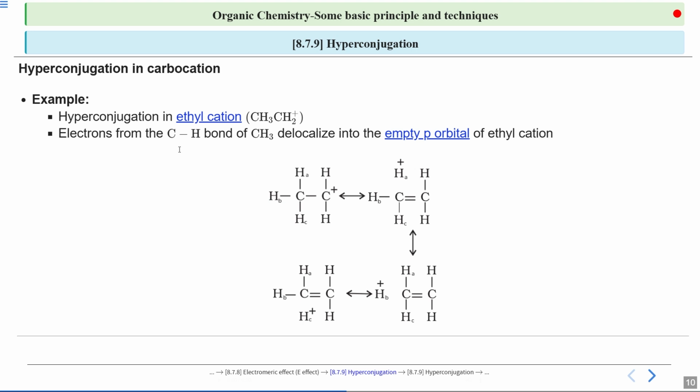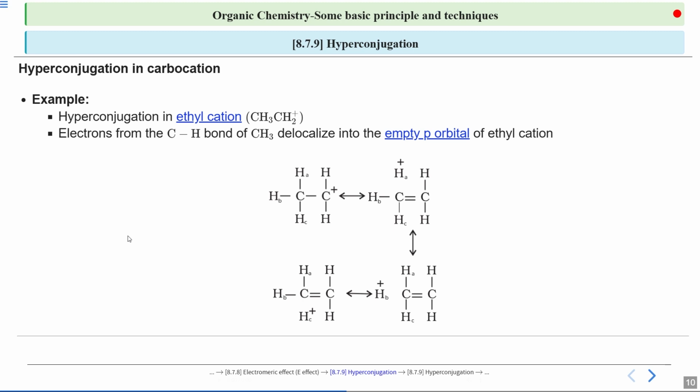You can see here that the hydrogen HA is donating electrons. It is donating its sigma electrons onto the carbocation and hence making a double bond. Similar to that, HB can do the same thing and HC can do the same thing. So these three hyperconjugation structures are possible for the given carbocation.